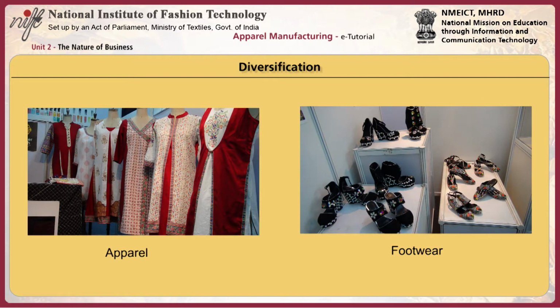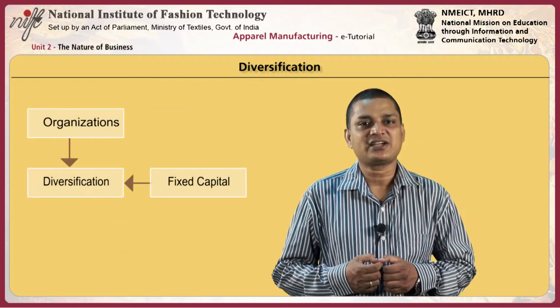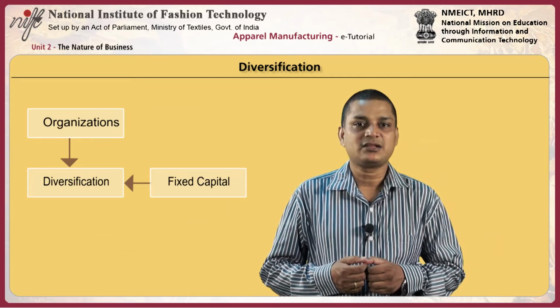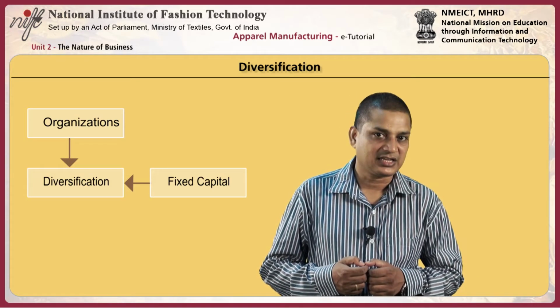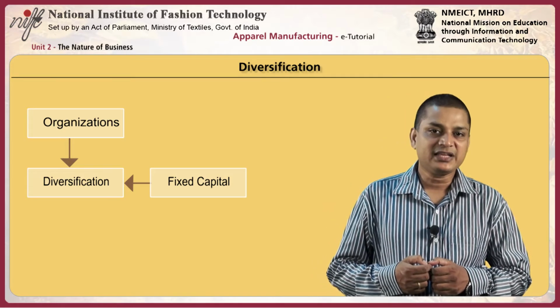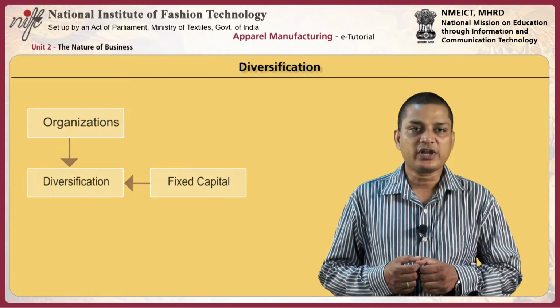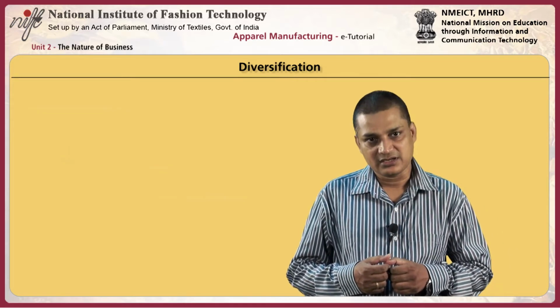Diversification means running a business in more than one product. Organizations which wish to adopt diversification certainly need more fixed capital. For example, if a textile manufacturing company starts the business of paper manufacturing, it will have to invest heavily in land, building and machinery. Therefore, it will require more additional fixed capital.